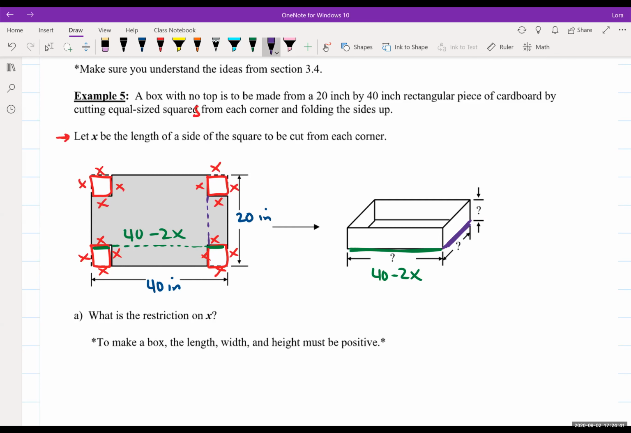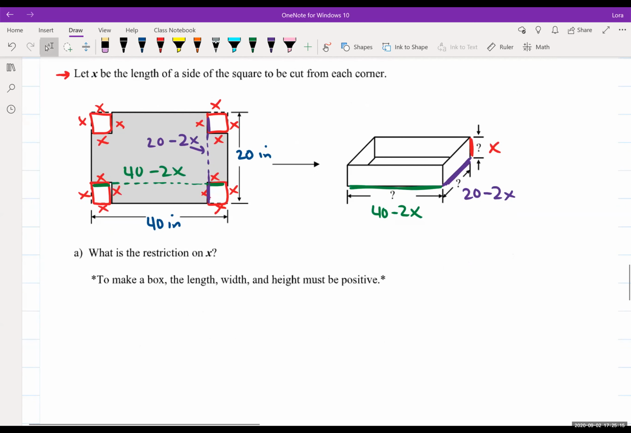Similarly, you're starting off with 20 and you're subtracting off 1 X from each side. So you're actually subtracting off 2 X's. So your new width would be 20 minus 2X. Also understanding, when you do fold up those sides, the length of the side of the square becomes the height. So you end up having a height of X. It's kind of an unknown variable. We're not sure yet. So now we have the dimensions of the box we're talking about so that we can start answering questions about it.